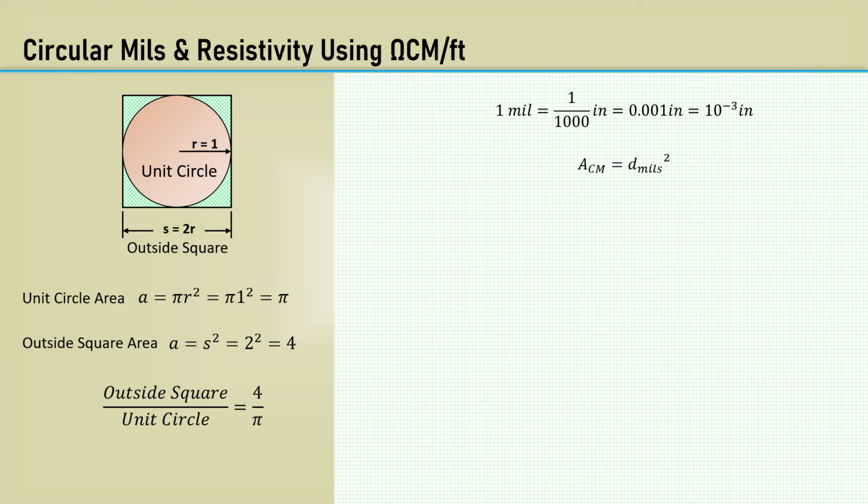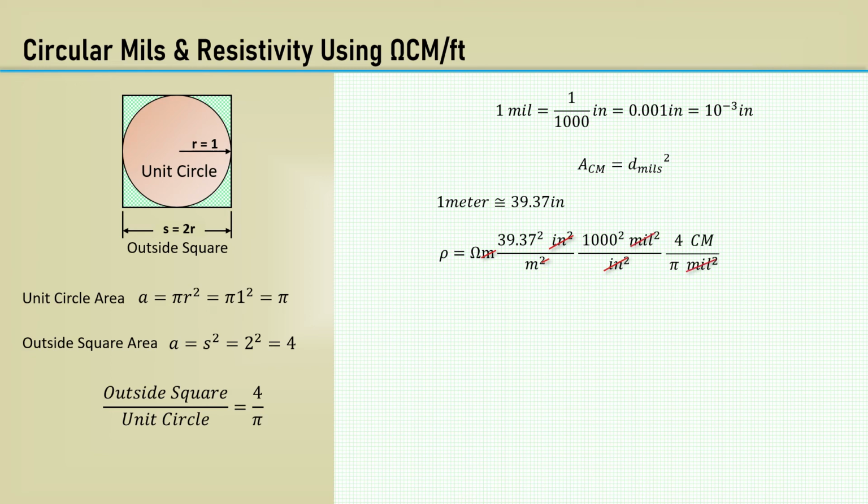Now that we've got that out of the way, we can scale our resistivity units to not only use circular mils for area, but use length in the unit of feet. Of course, 1 meter is very close to 39.37 inches. There is 39.37 squared inches per square meter. There is 1,000 squared square mils per square inch. We just showed there are 4 circular mils per pi square mils. And finally, there's 39.37 divided by 12 feet per meter.